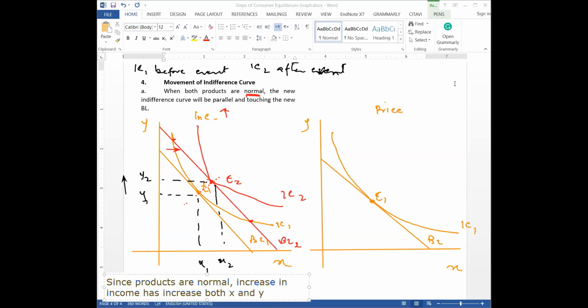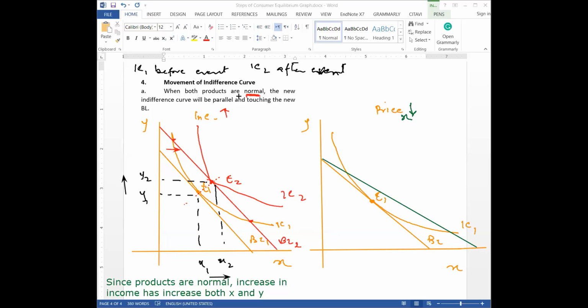Suppose, let me take a different color. Suppose price of the product is decreased and it is price of X. Okay, so price of X is decreased. So what will happen? The budget line will go outward from the X side. We extend that line too. So budget line has gone outward.